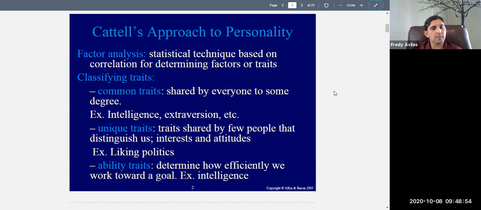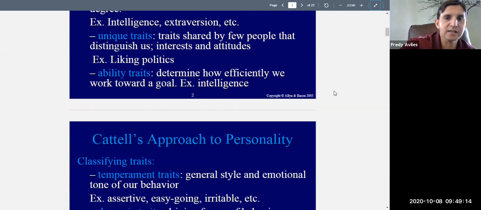They have to do with our abilities. Common traits are things we share with everyone. Unique traits are things that kind of make us unique. Personality traits are things about our interests or attitudes that make us unique. Ability traits are things that basically have to do with how well we do certain things. And there's more. It's going to get annoying after a while.